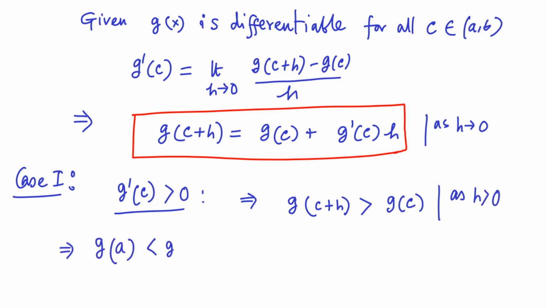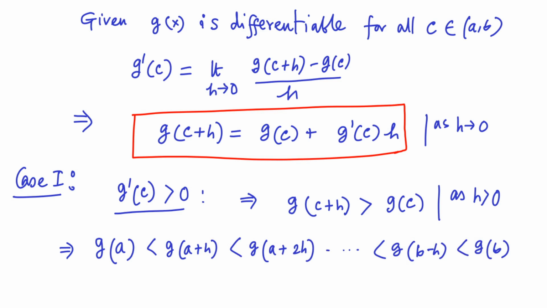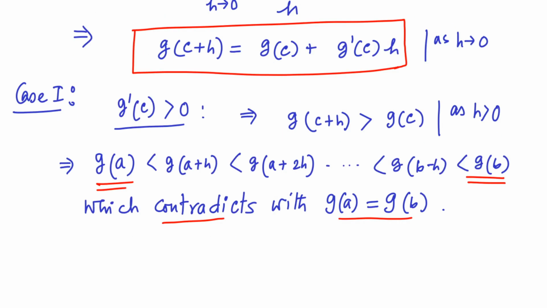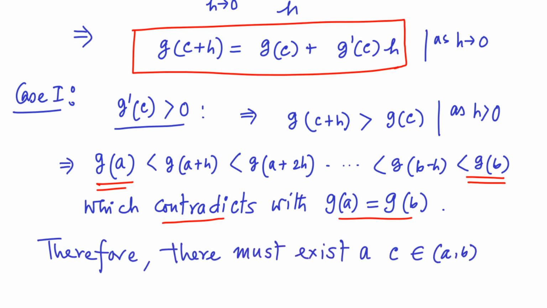Clearly, then I can establish an inequality where g of a is less than g of a plus h, which is less than g of a plus 2h, and henceforth, which is less than g of b minus h, which is less than g of b. So as you see, the inequality implies that g of a is less than g of b, which contradicts the given statement, that is g of a equal to g of b. Hence, our assumption must be wrong. Therefore, there must exist a point c such that g prime c is equal to 0.